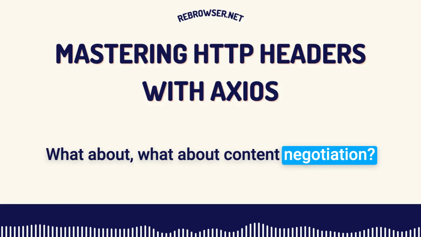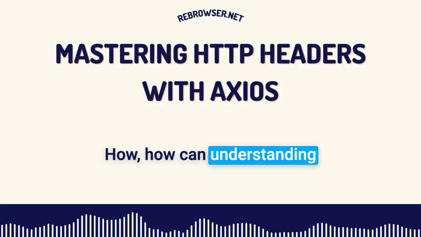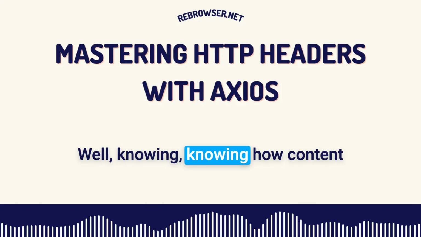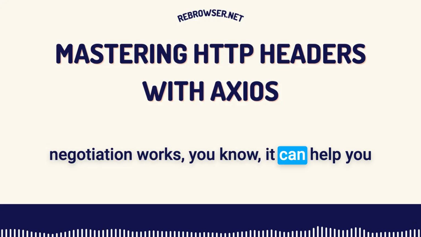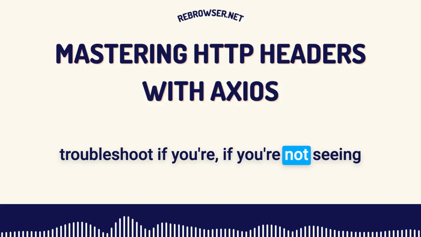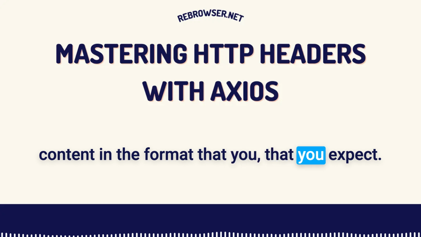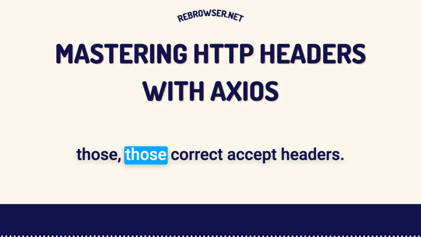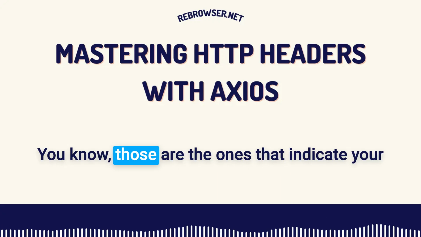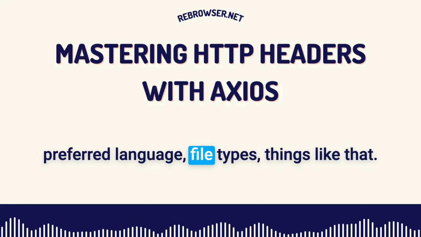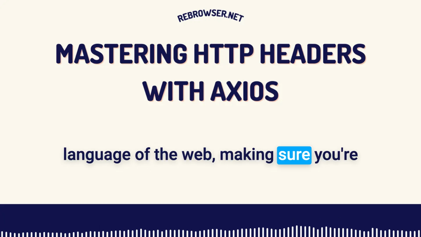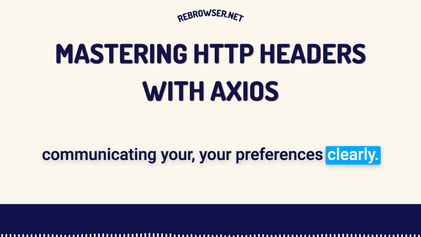What about content negotiation? How can understanding that help everyday users? Well, knowing how content negotiation works can help you troubleshoot if you're not seeing content in the format that you expect. You can check your browser settings to make sure that you're sending the correct accept headers. Those are the ones that indicate your preferred language, file types, things like that. So it's like being able to speak the language of the web, making sure you're communicating your preferences clearly.